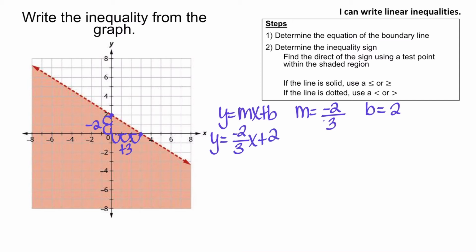Now I need to figure out my inequality sign. Well, 0, 0 is actually a point that's in my shaded region, right?